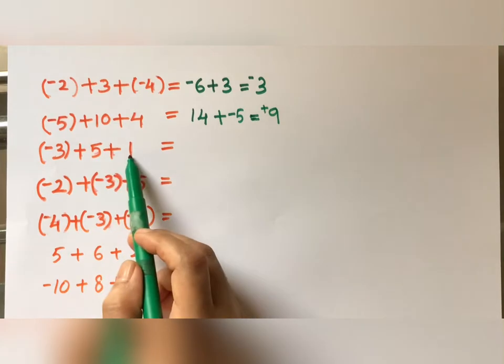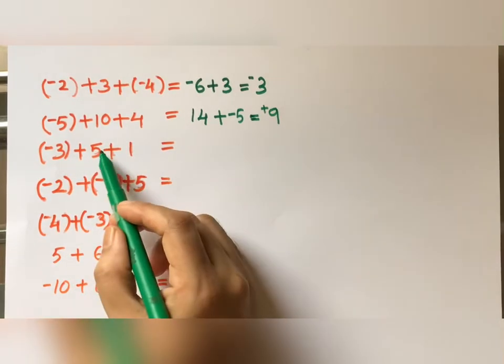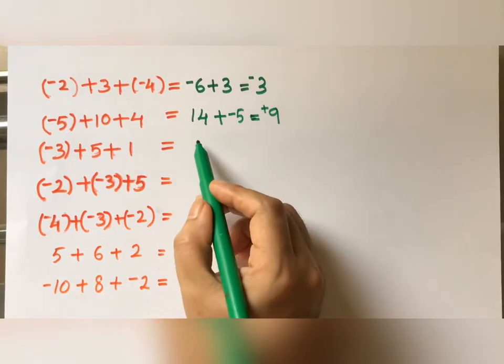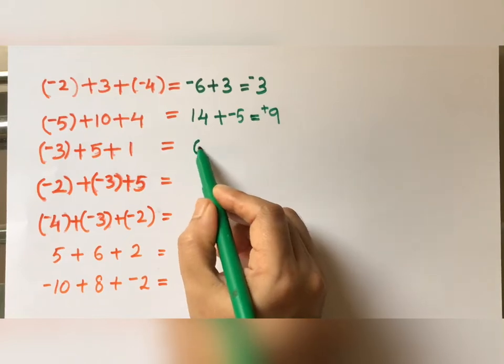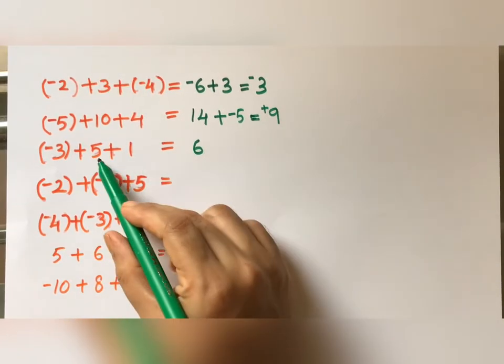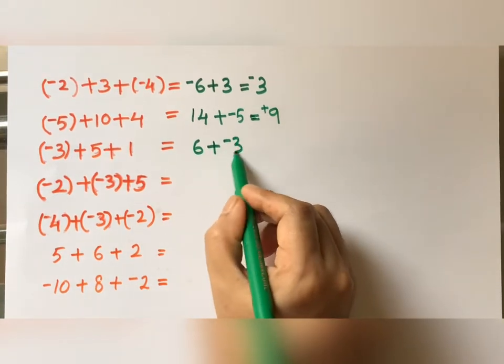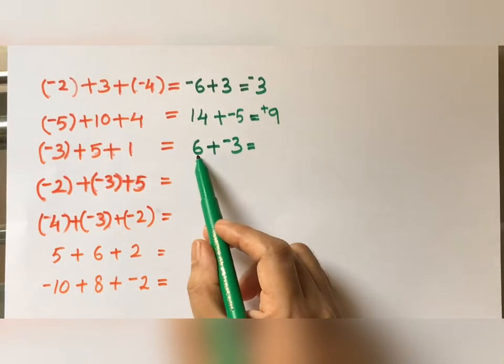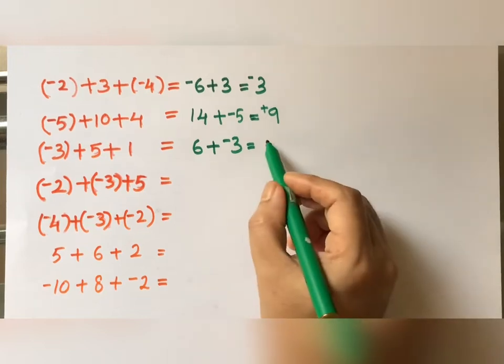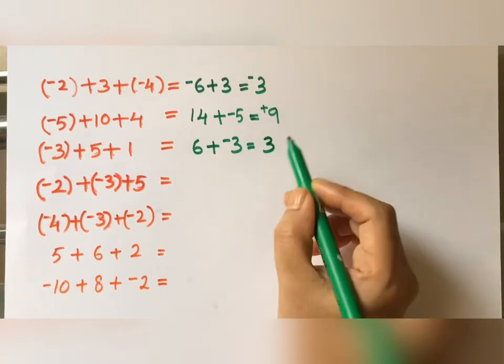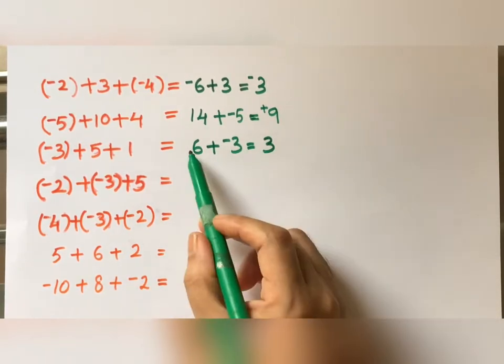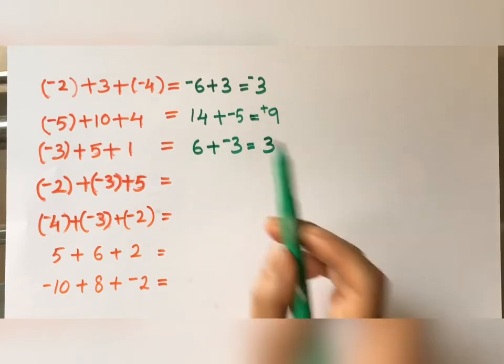Here 5 and 1 are positive and -3 is negative. So add the numbers having the same sign, that is 5 and 1, 6. 6 will be positive because both are positive. Then add -3 with it. Now 6 is positive and 3 is negative, so subtract. It will be 3, and it will be positive 3 because the bigger number is positive.